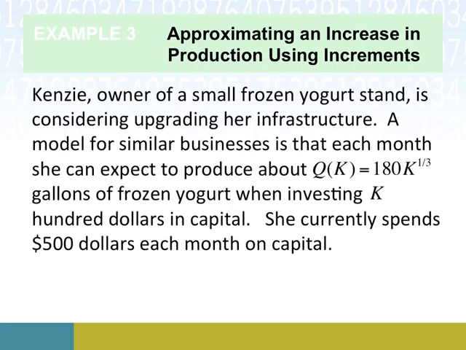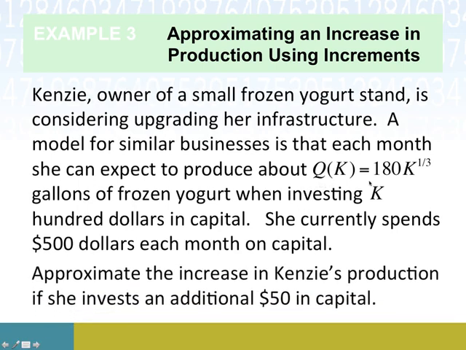Let's try this for a production function. So Kenzie is the owner of this yogurt stand. Here is her production expected. If she puts in K dollars in capital per time period, I think it's every month, then her production level is 180 times that capital to the 1/3 power. So we have an idea of what's currently going on, $500 spent on capital. And then the thing we're actually in charge of figuring out is to approximate this increase if she invests an additional $50 in capital.